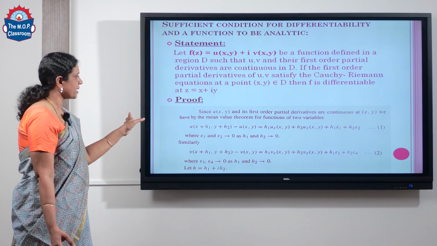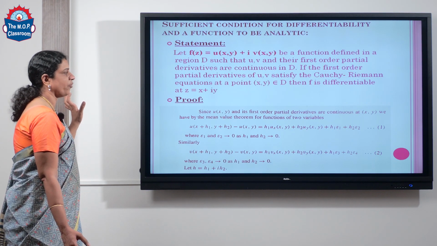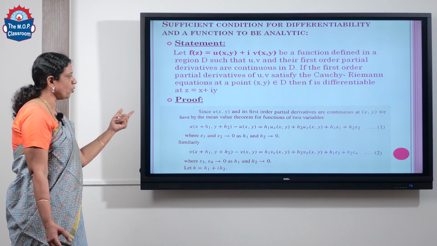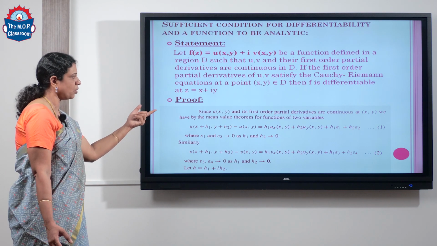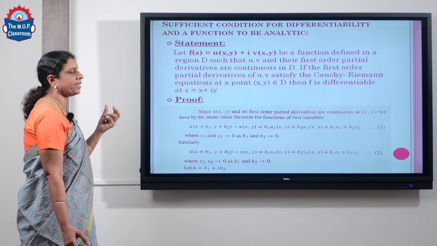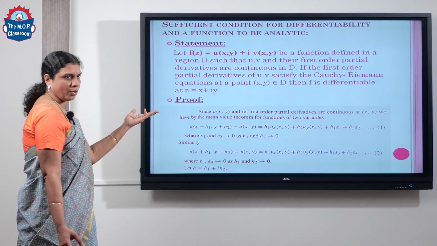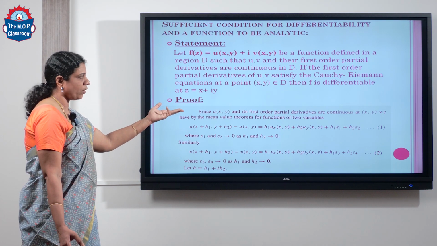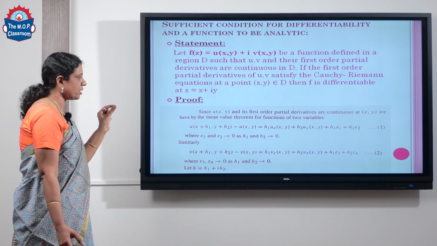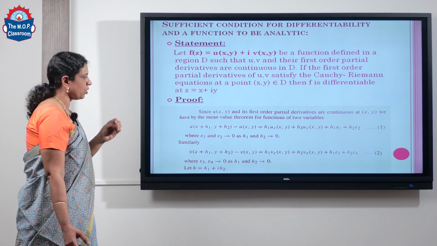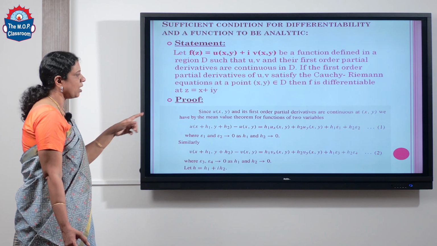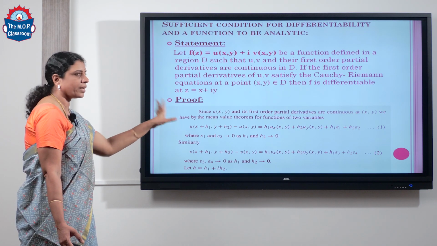So u of xy exists. By the mean value theorem for functions of two variables, we can write these two results. What are the two results? u of x plus h1 comma y plus h2, this left hand side, equals h1 u_x of x comma y plus h2 u_y of x comma y plus h1 epsilon 1 plus h2 epsilon 2. Here epsilon 1 and epsilon 2 tend to 0 as h1 and h2 tend to 0.